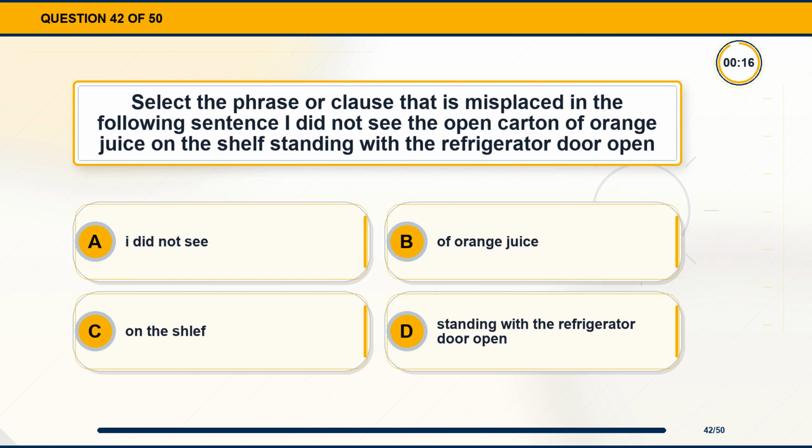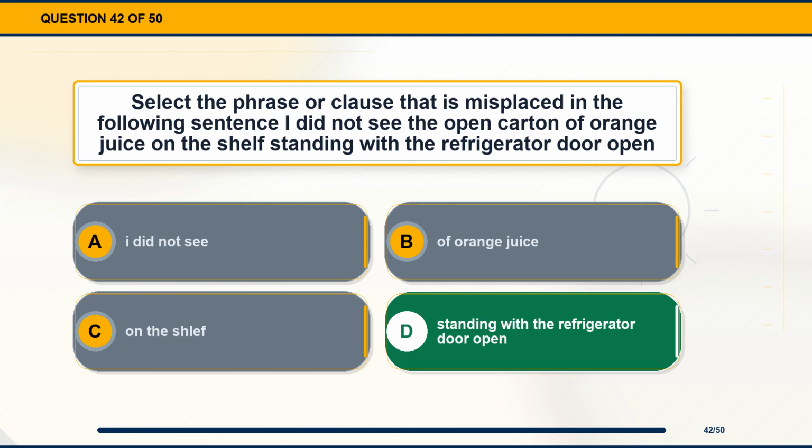Question 42. Select the phrase or clause that is misplaced in the following sentence. I did not see the open carton of orange juice on the shelf standing with the refrigerator door open. Option A. I did not see. Option B. Of orange juice. Option C. On the shelf. Option D. Standing with the refrigerator door open.